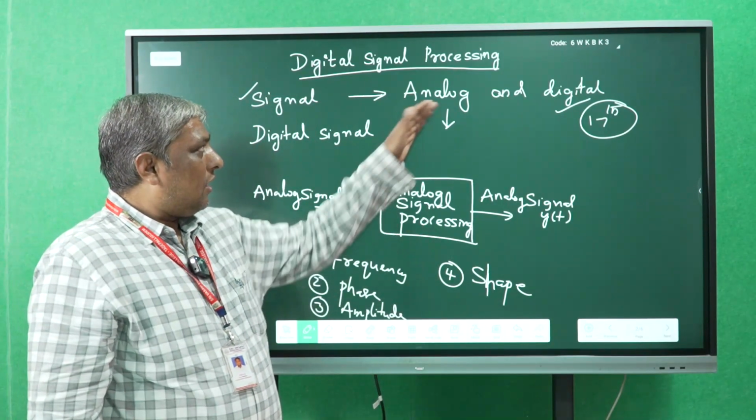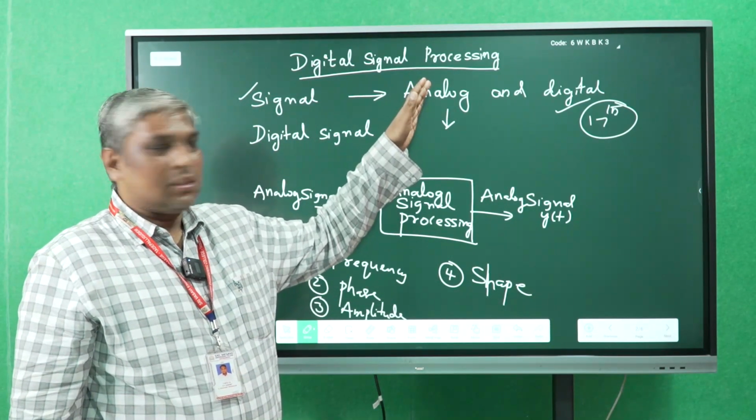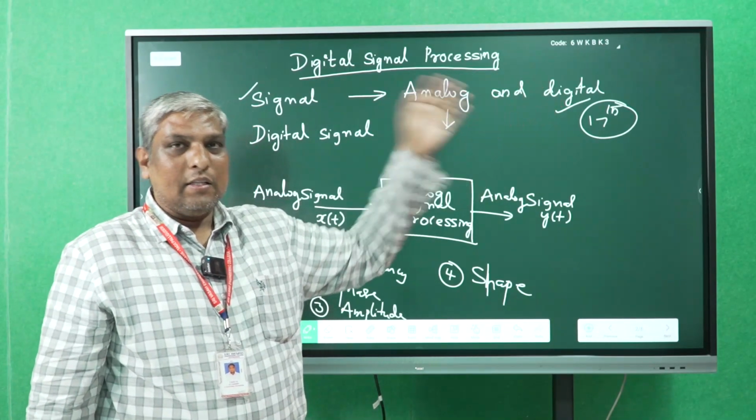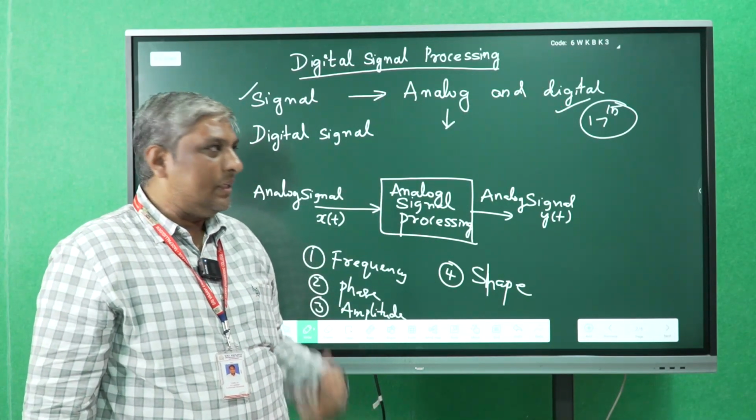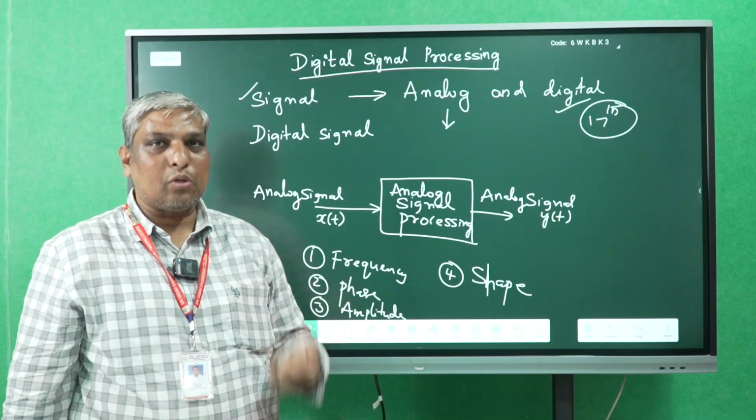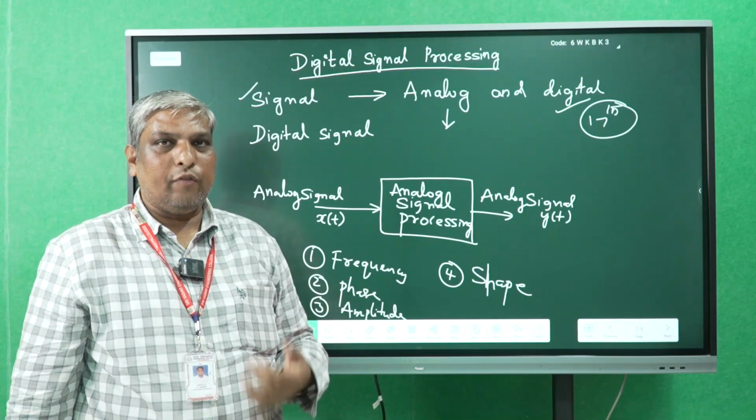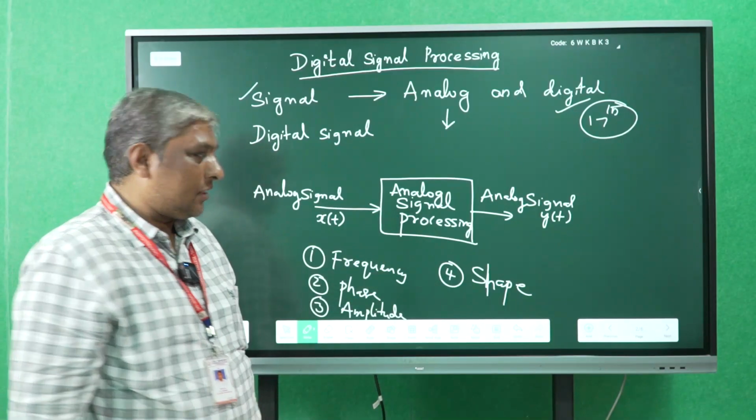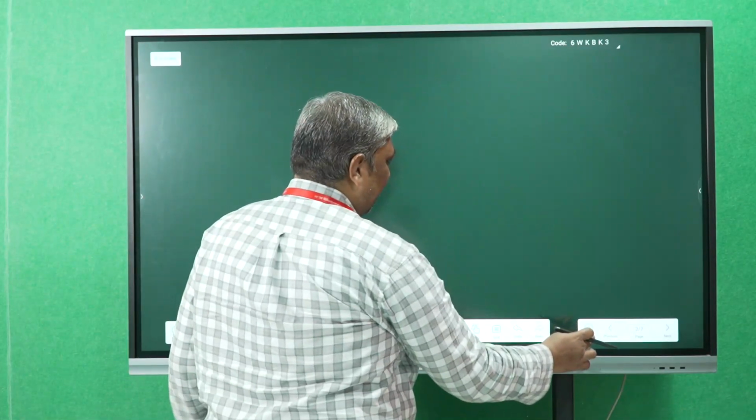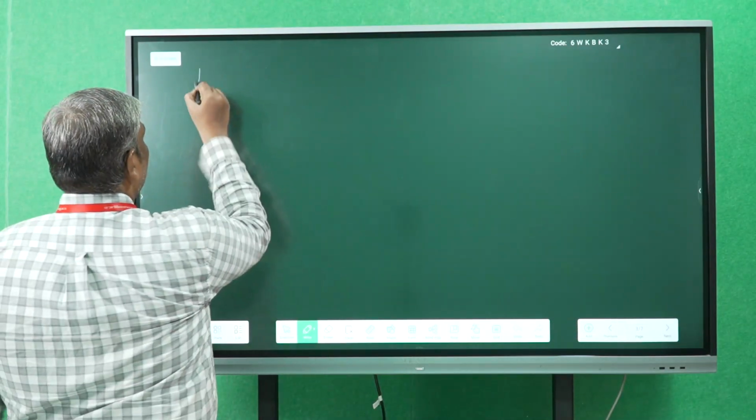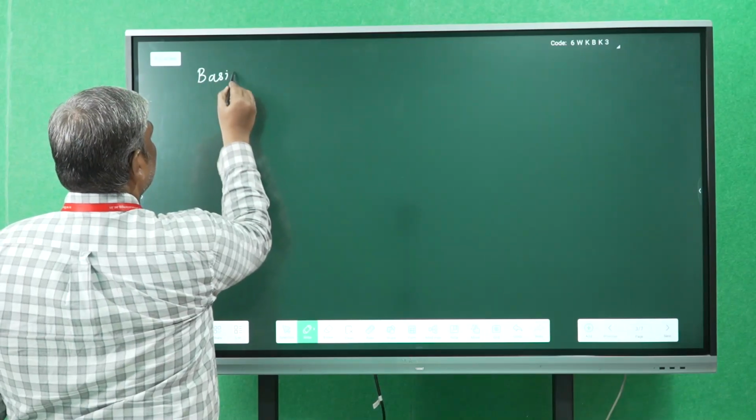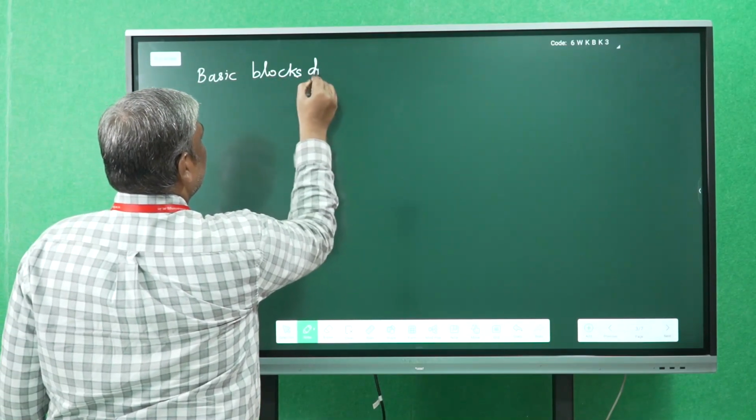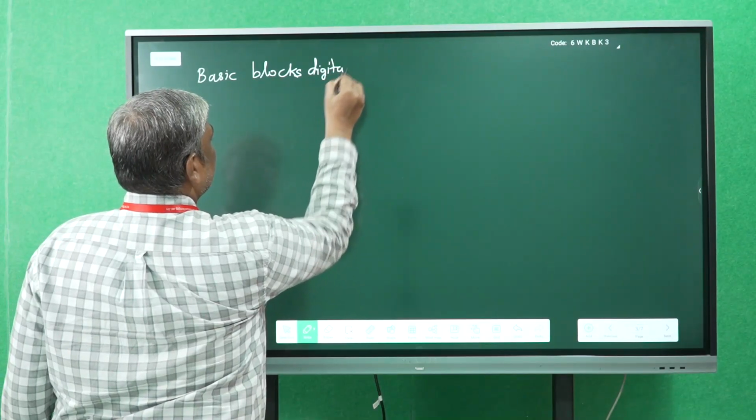But the concepts of analog signals changed towards the digital signal. Then there is a need to introduce digital signal processing devices to perform operations on digital signals. Okay, so I am discussing the basic blocks of a digital signal processing system.